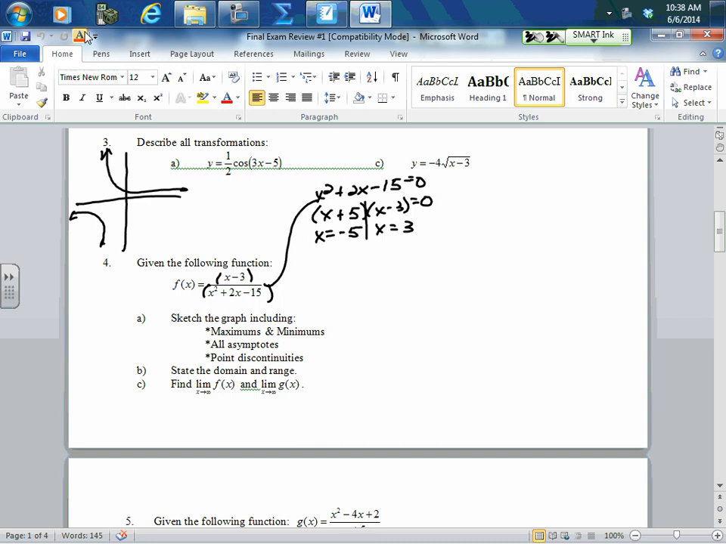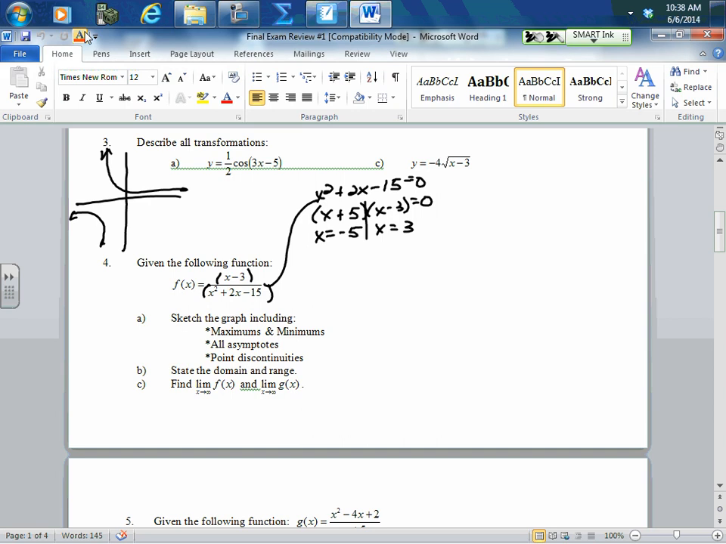Negative 5 over here somewhere. Yeah, I'm kind of feeling that. Probably where my asymptote is, right? 3 over here, I kind of see my graph going over it, don't I? So 3 must be what? A point of discontinuity. And negative 5 must be my asymptote.